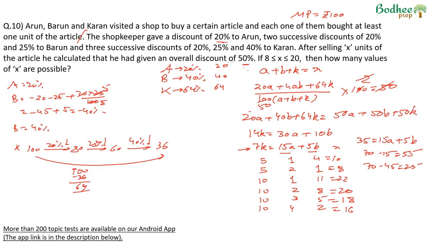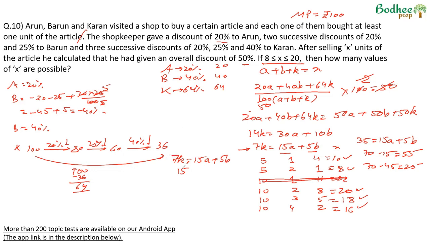Now, of these values, we know X has to be between 8 and 20 included. So this is included, this is not included. So we can remove the solution. This is included, this is included, this is included. Further, 7K is equal to 15A plus 15B. We have checked for K 5 and 10. Let's keep K as 15.